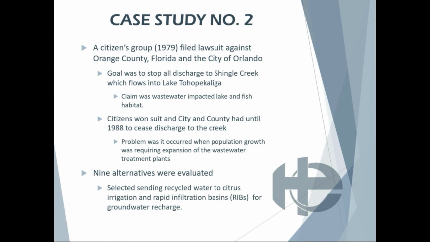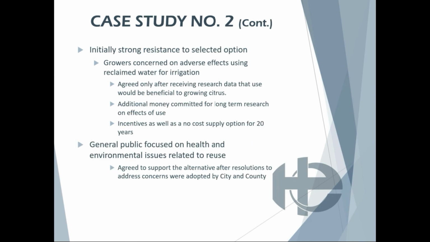The problem, of course, was that in this decade, in the 80s and into the 90s, population growth was requiring expansion of all the wastewater treatment facilities. So the question came up as to what do you do with all this wastewater that you're going to be generating? The engineers looked at 9 different alternatives, and they finally selected recycled water to the citrus industry in the area and rapid infiltration basins to essentially recharge the groundwater as the solution. Initially, there was very strong resistance to that selected option.